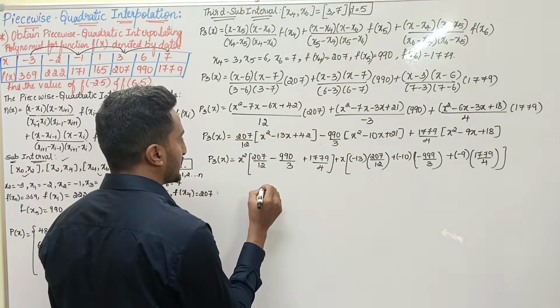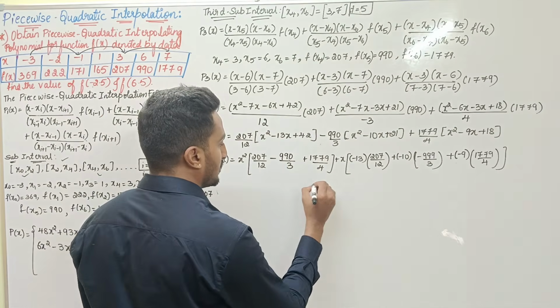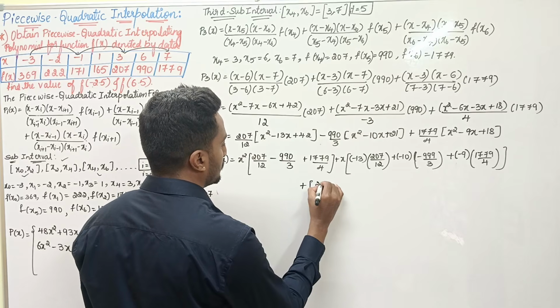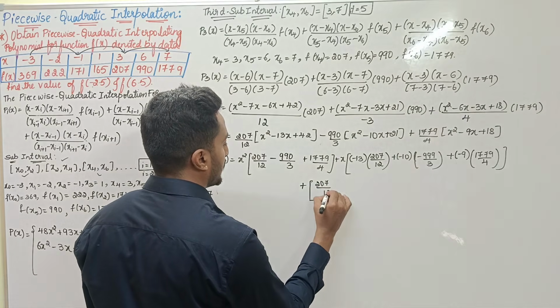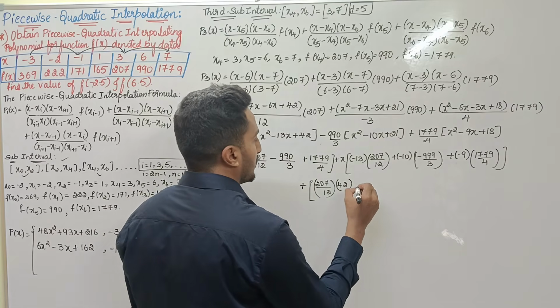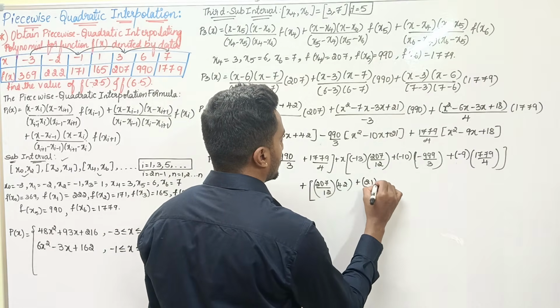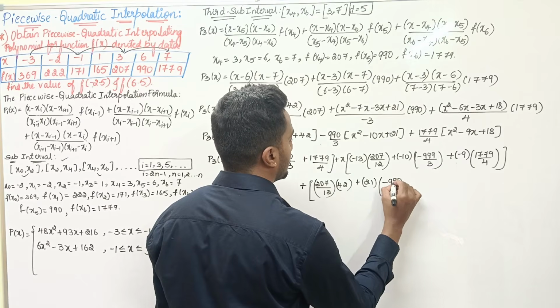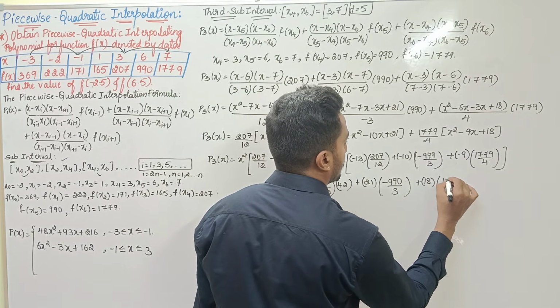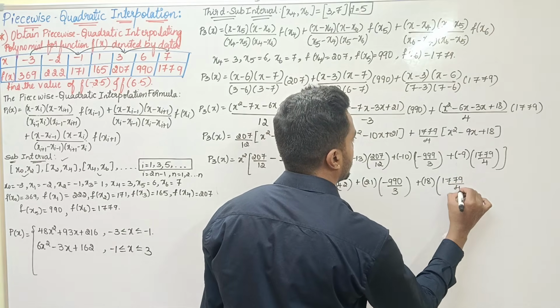Now let us go with the constant, that is a plus into 207 divided by 12 into 42. Now plus 21 into minus 990 divided by 3 plus 18 into 1779 divided by 4.